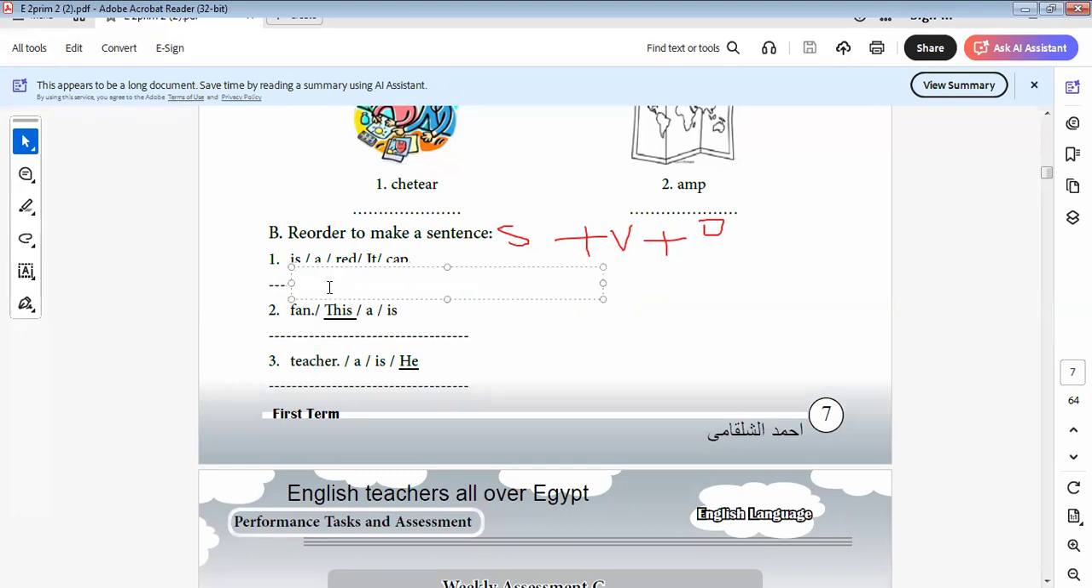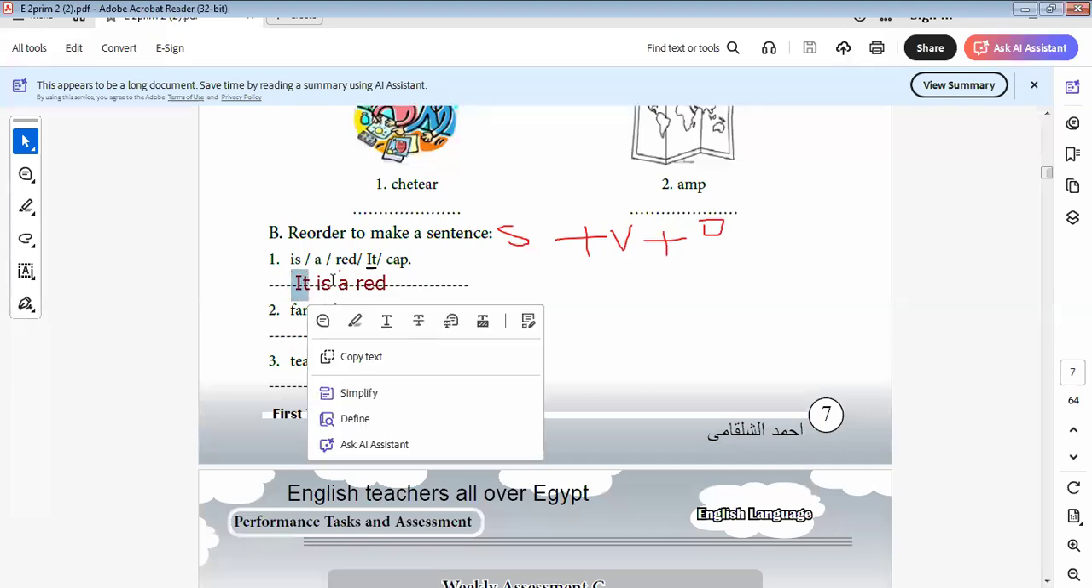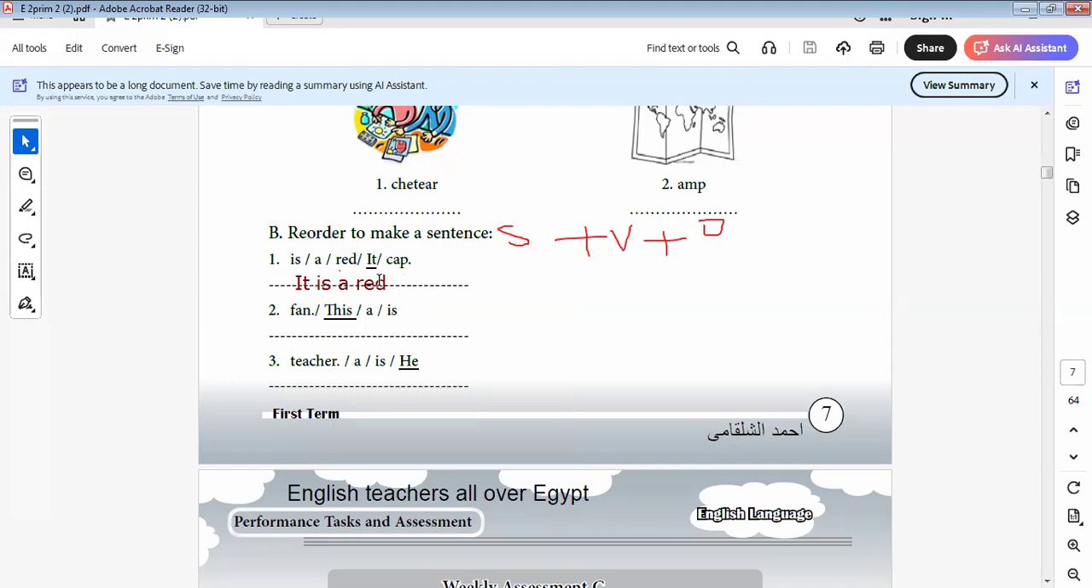It will be here: it's a red cap. So here is the subject and the verb. We would like to use the subject here. This is the verb, then the object. A red what? A red cap.